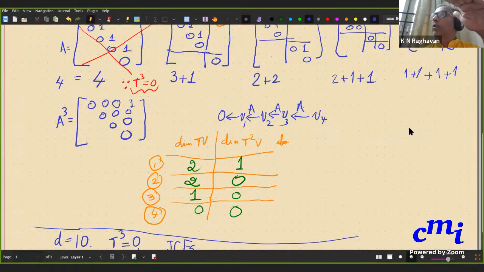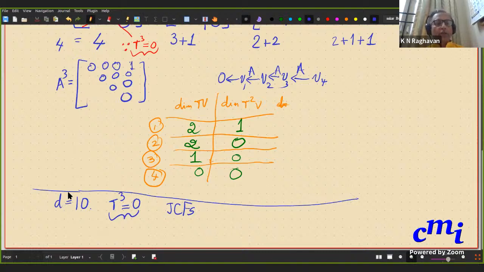There will be lots of JCFs possible for this, right? 10 itself, 9 plus 1, 8 plus 2, 8 plus 1 plus 1, 7 plus 3, 7 plus 2 plus 1, 7 plus 1 plus 1 plus 1, etc. But I am putting the condition that T cubed is 0. The moment there is a part strictly bigger than 3, its cube is not going to be 0. So the JCFs will correspond to partitions of 10 with every part at most 3.